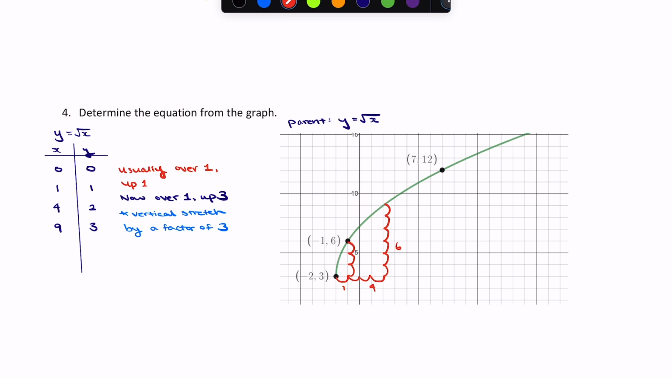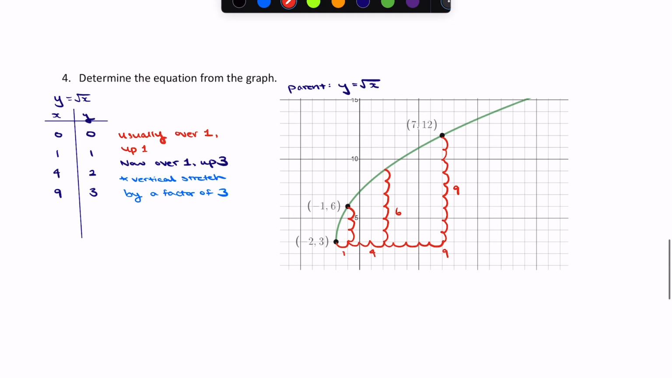Then to just confirm for the last point, 9. So here, 5, 6, 7, 8, 9. If we go up, we see that it's at 1, 2, 3, 4, 5, 6, 7, 8, 9. Originally it's at 9 and 3. Now again it's 9 and then up 9. So we see that 3 times 3 would give us 9. So again, we confirm that there's a vertical stretch by a factor of 3.